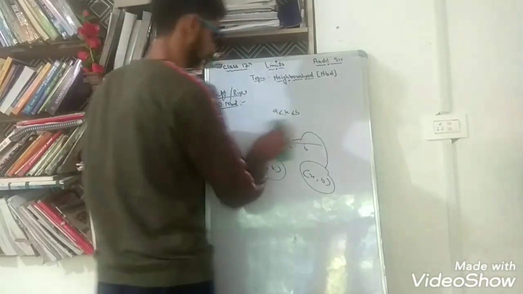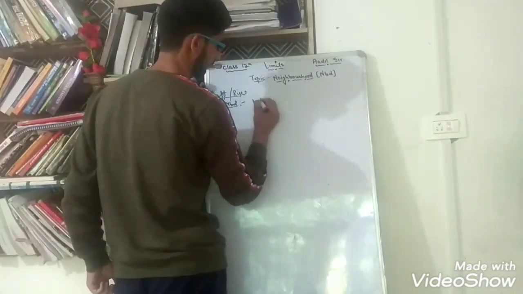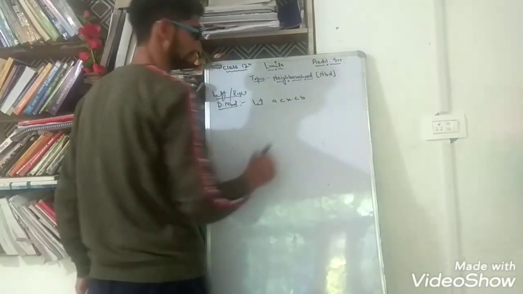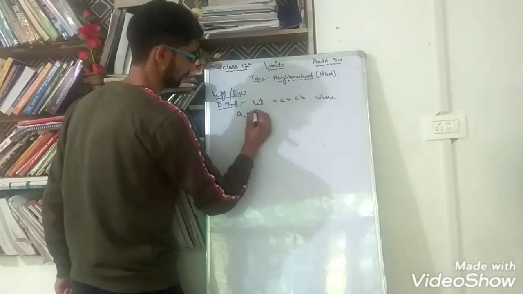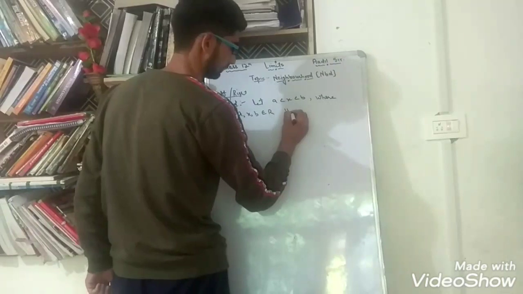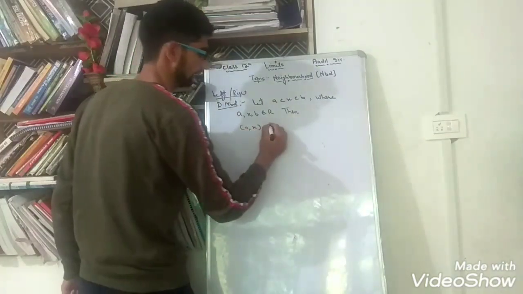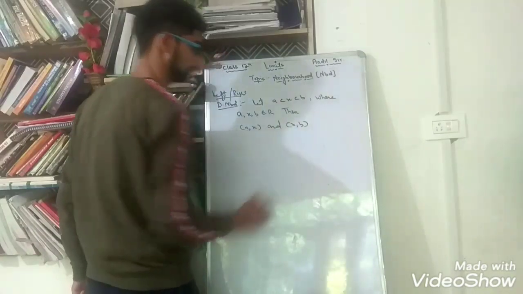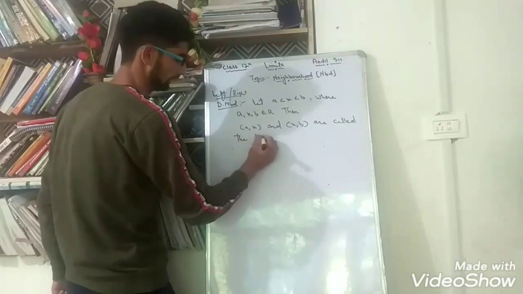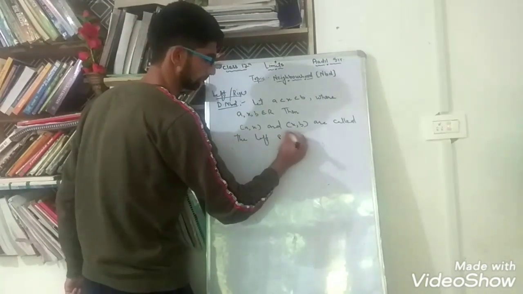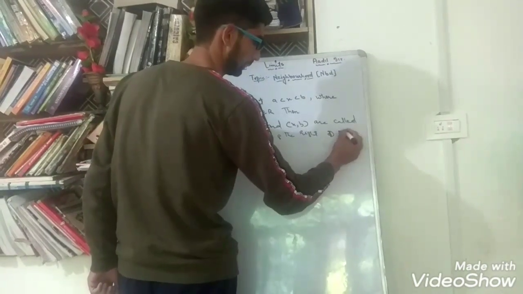So we will write these two. That a less than x less than b, where a comma x comma b belongs to R, then the open interval of a comma x and the open interval of x comma b are called the left and the right deleted neighborhood of x.